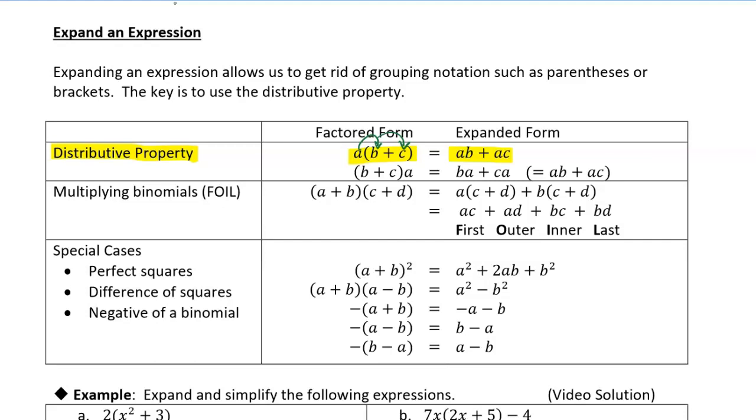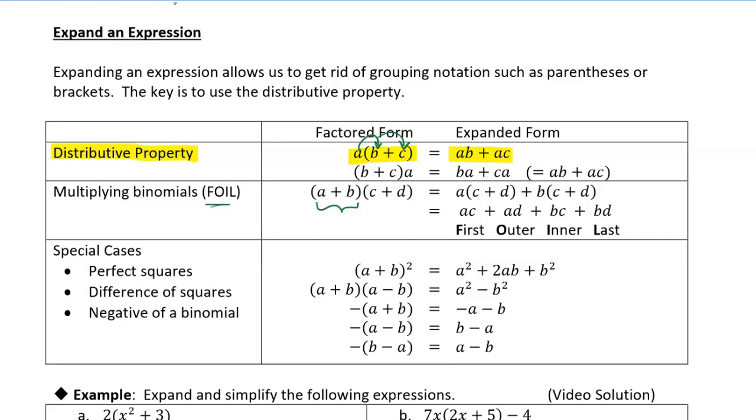All right. Now, you may have learned in the past the acronym FOIL for multiplying two binomials. All right, so here we have two binomials. A binomial is just a factor with two terms. All right, so here we have two factors. We have a factor A plus B. We have a factor C plus D. And each one of those factors has two terms. All right, that's why it's called a binomial, right? This expression, this factor has two terms. And so bi meaning two, that's why it's called a binomial.